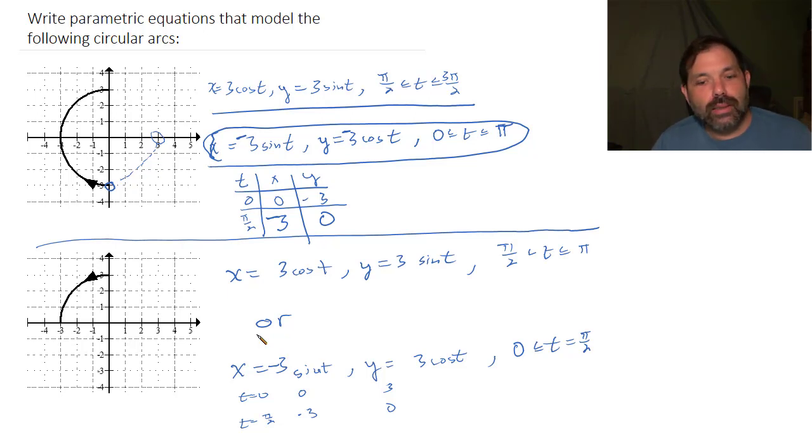Alright, so that's an introduction to parametric equations and parametric curves. We study these in more depth in Calculus 2, where we learn some of the calculus for this, and then we use them in more detail in Calculus 3, and you'll use them in physics as well.